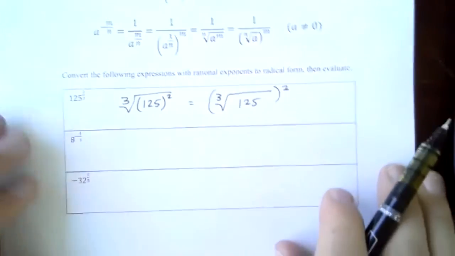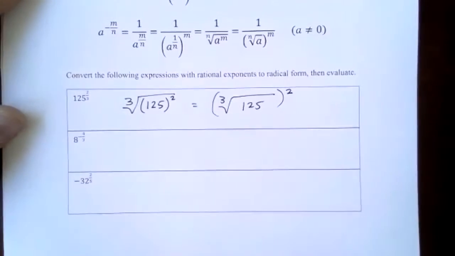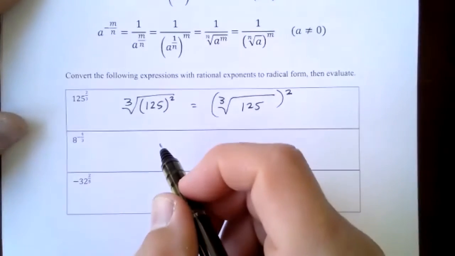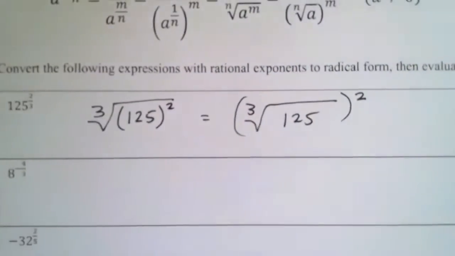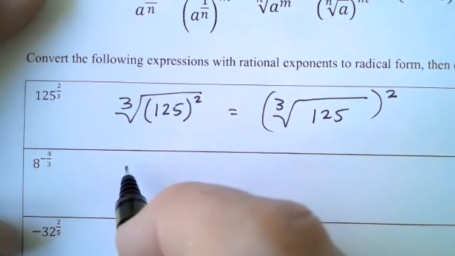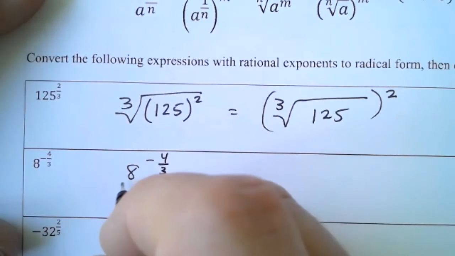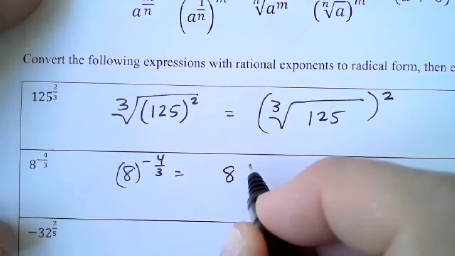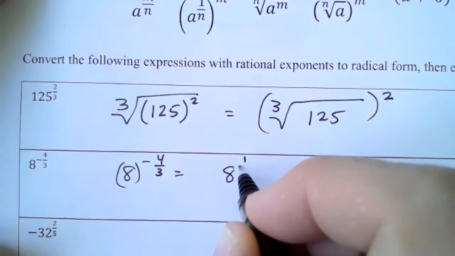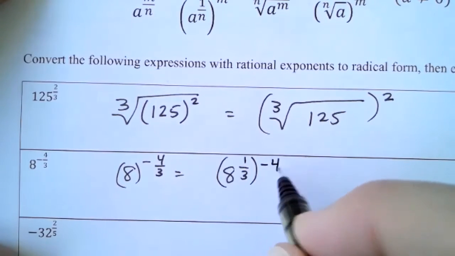Now let's go over here and keep following that format and figure out what's going on with this negative situation. We have a negative square root, and then, let's clear it up, we've got 8 to the negative 4/3 power. Let's see what this means. That's going to be 8 to the 1/3 power, we can look at it like that, and then raised to the -4.